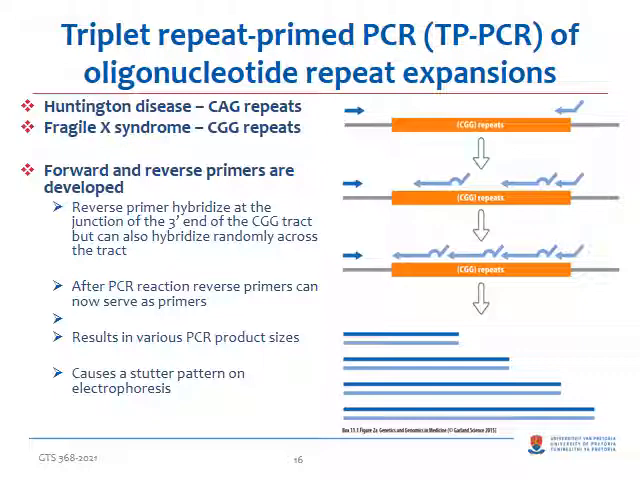This then results in various PCR product sizes, which causes a stuttered pattern on electrophoresis. You can see it starts with a C, but it also hybridizes in the oligonucleotide repeat, and you get different fragment sizes.